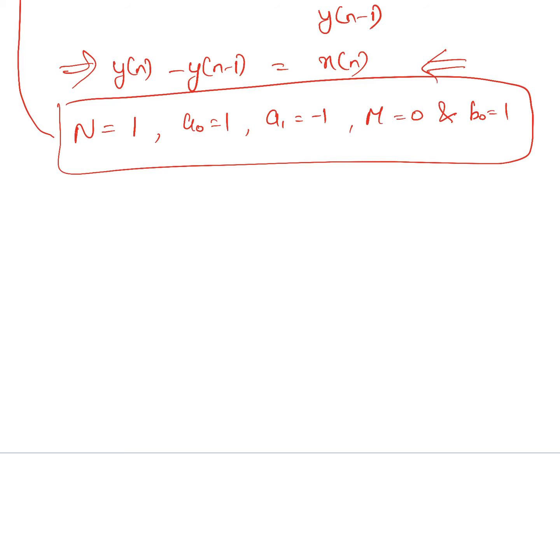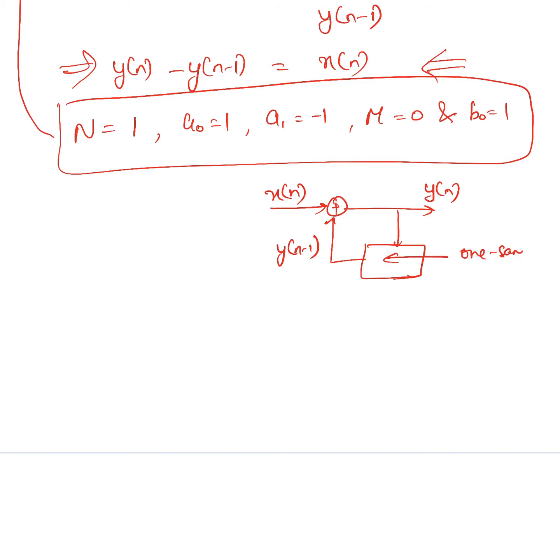Okay, and if we see it in terms of the block diagram, I would have this y of n from a summation block, and it goes to x of n. So this is your y of n minus 1, where the system is a one sample delay system, where the input is y of n and it is delayed by one sample to give y of n minus 1, which finally adds up with x of n to yield y of n.